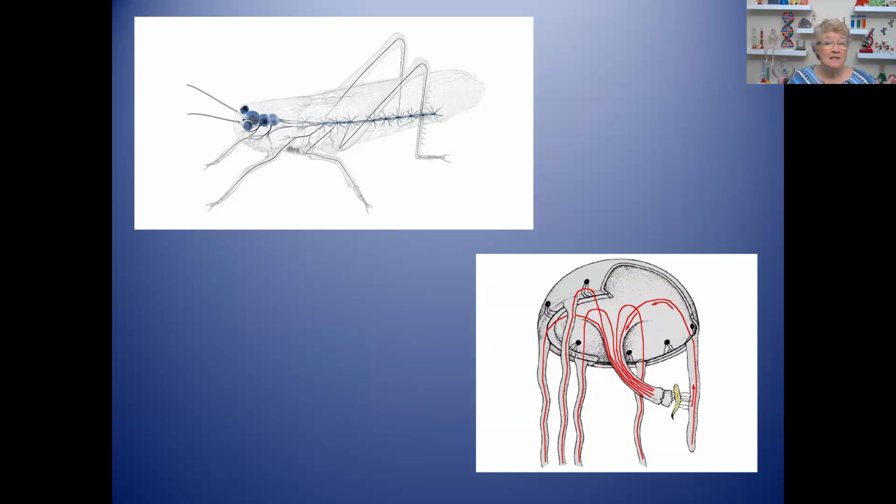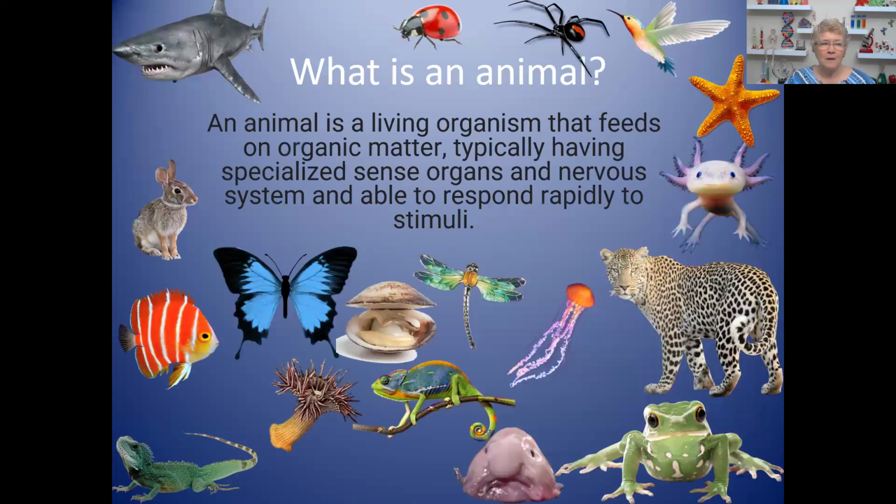Now, all of these animals fit all the parts of the definition, so they're all considered animals. They all have all of those characteristics that we talked about. They all eat organic matter. They have specialized sense organs. They have a nervous system, and they all rapidly respond to stimuli. When they're touched, they move or they react in some kind of way. So that is what makes an animal an animal.